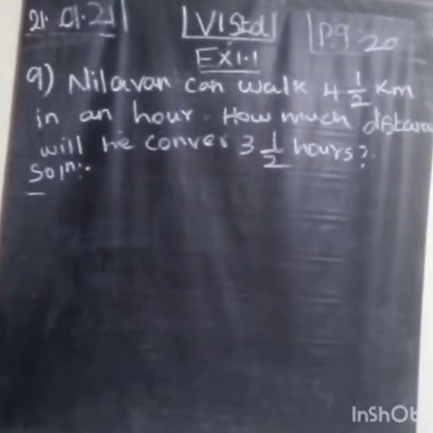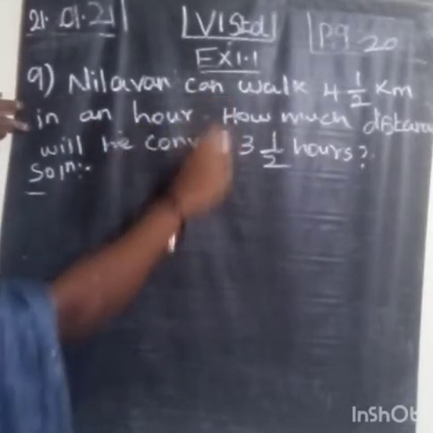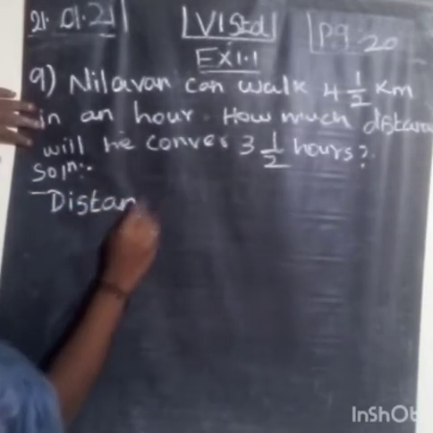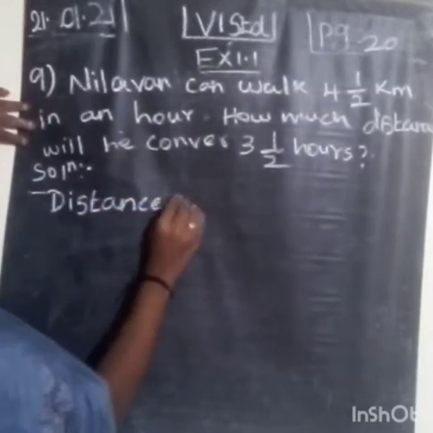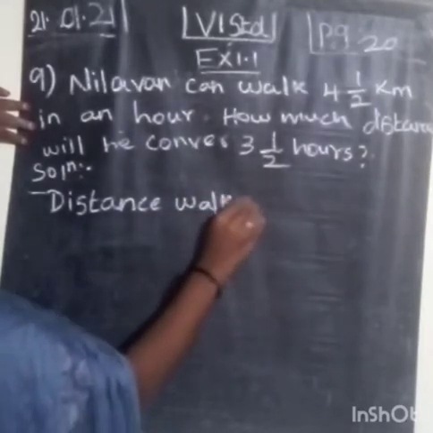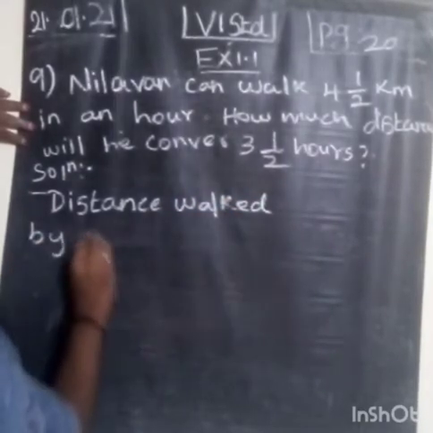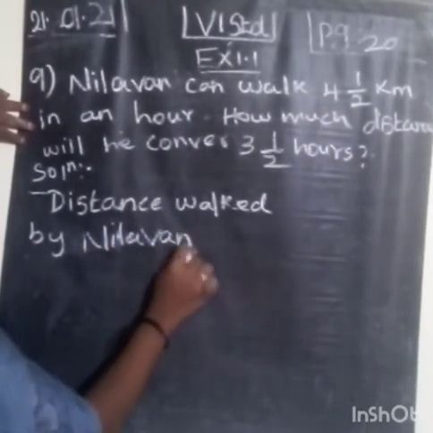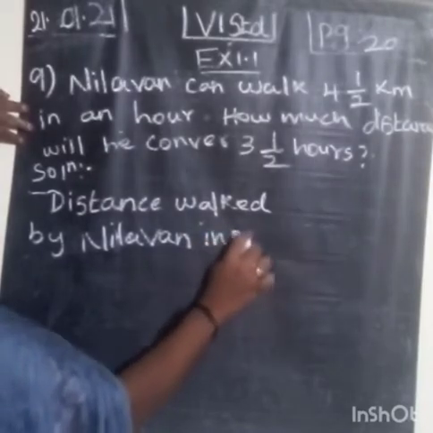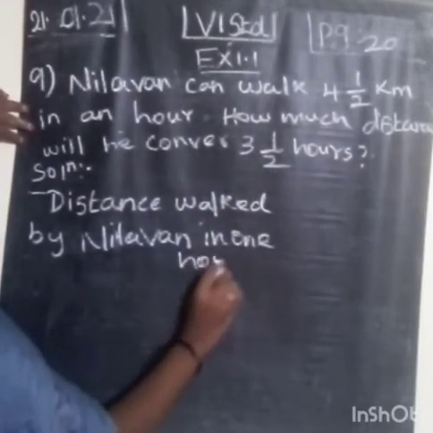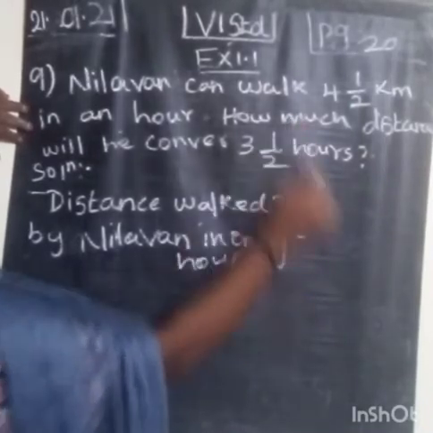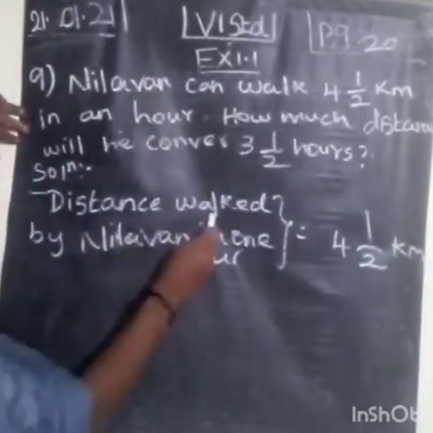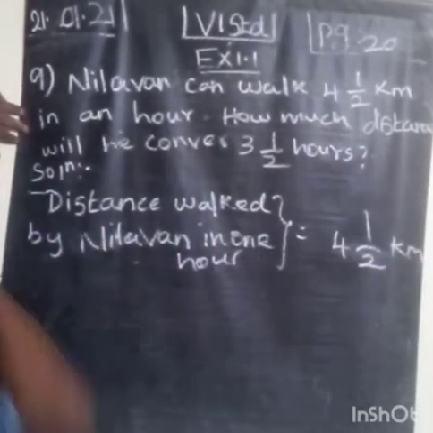In this problem, they have given that Nilavan can walk 4 1/2 kilometers. So the distance walked by Nilavan in 1 hour is 4 1/2 kilometers.